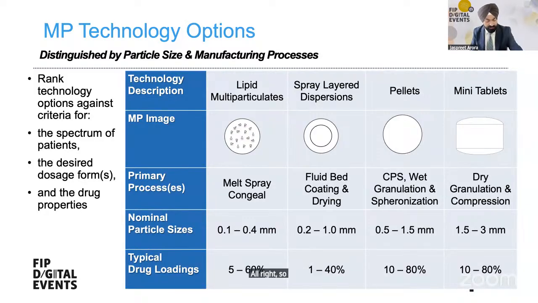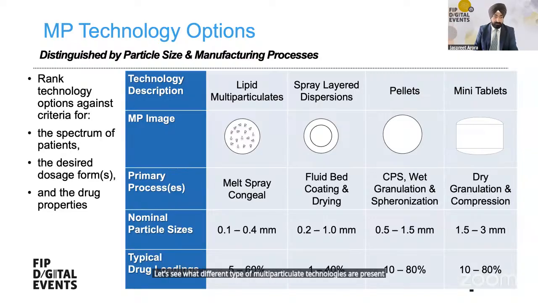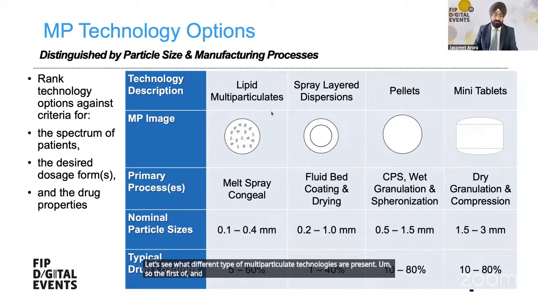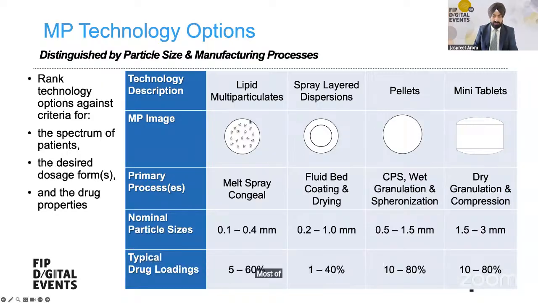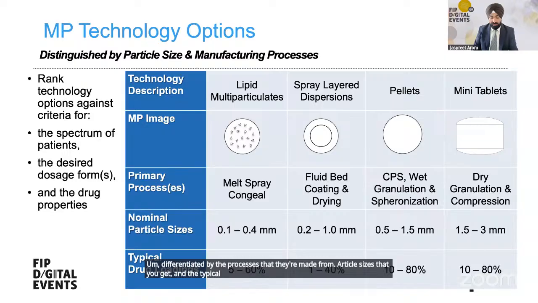All right, so we have looked at a few multi-particulates. We have defined them. Let's see what different types of multi-particulate technologies are present. So the first, and this is something that I've worked on for years, is lipid multi-particulates made from the melt spray congeal process. Most of these multi-particulates that you see here have commercial precedence. As you can see, based on the table, the different multi-particulates are differentiated by the processes that they're made from, the particle sizes that you get, and the typical drug loadings that you can achieve. Some are narrower than the others.